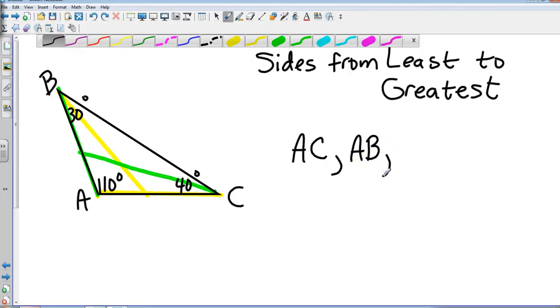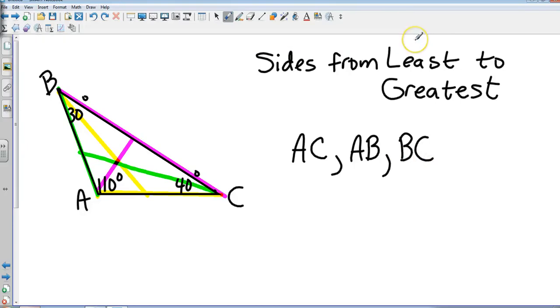Again, we can see which one's going to be the longest side, but I do still want to color coordinate. I'm going to bring Mr. Purple in there. Draw that opposite. So that means BC is the greatest side. Now watch the wording. They might say least to greatest. They might say greatest to least. Be very careful on the wording. So that's Chapter 5, Section 3, Inequalities in One Triangle.